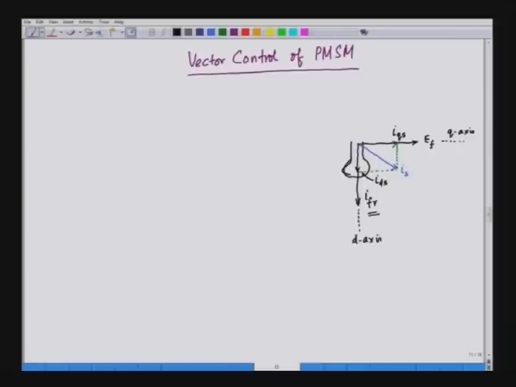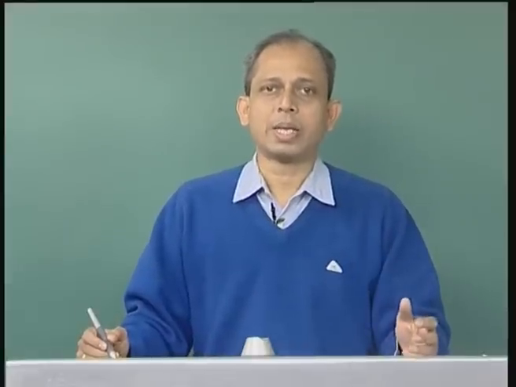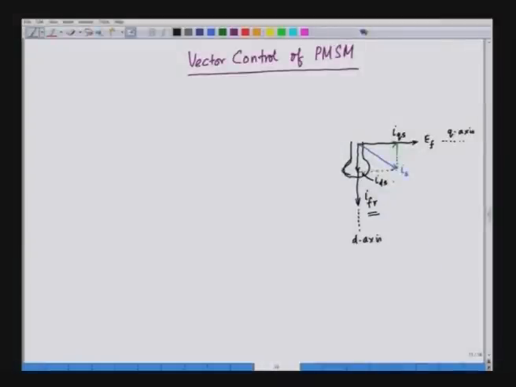Rotor is actually a permanent magnet. We do not have any field winding in the rotor. However, IFR represents the effective rotor current due to the permanent magnet. It is a hypothetical current. So, IDS is along IFR and we will call that current IF, the flux component of current. And similarly, IQS is along the Q axis, and we will call this component of current IT, the torque component of current.